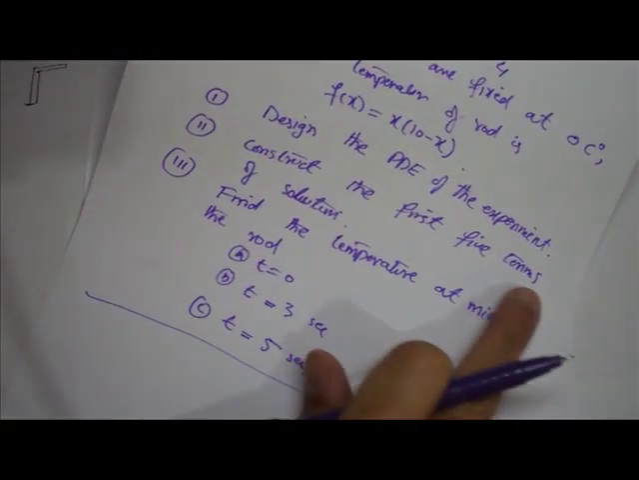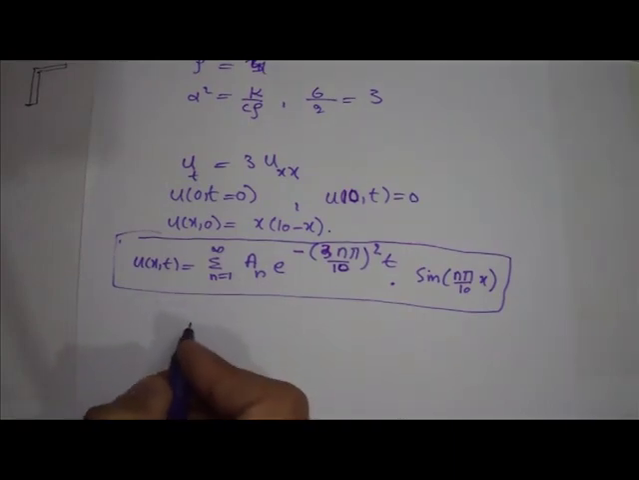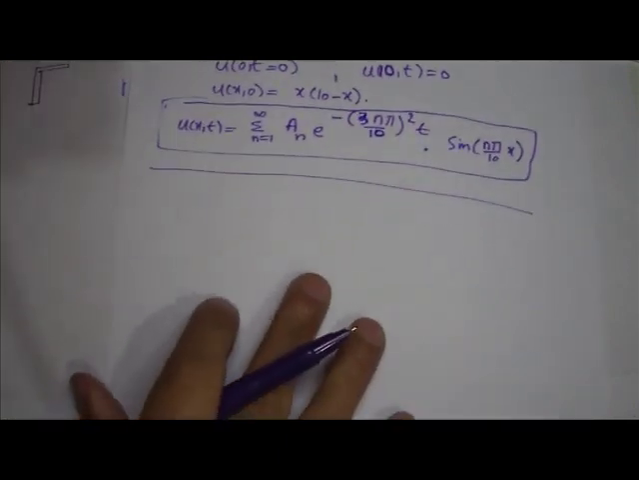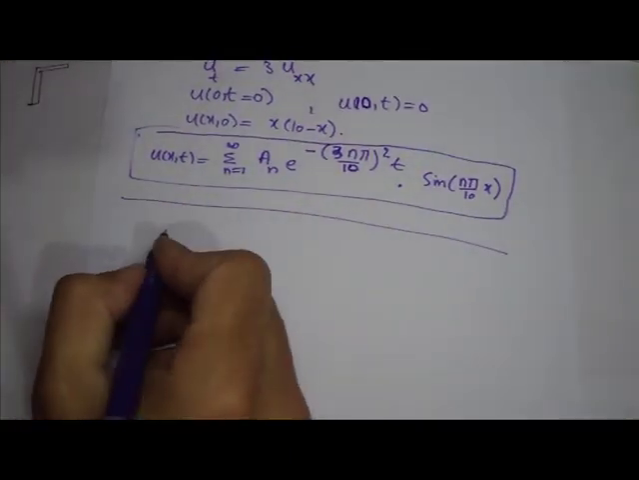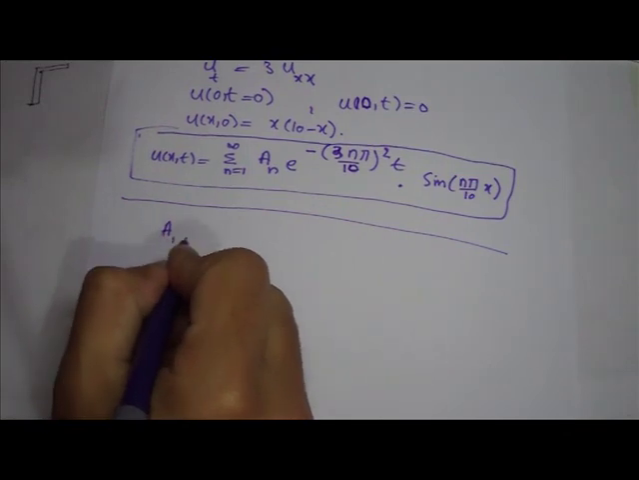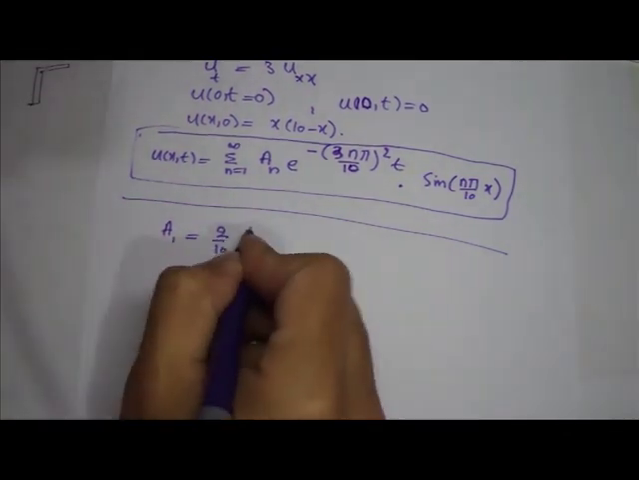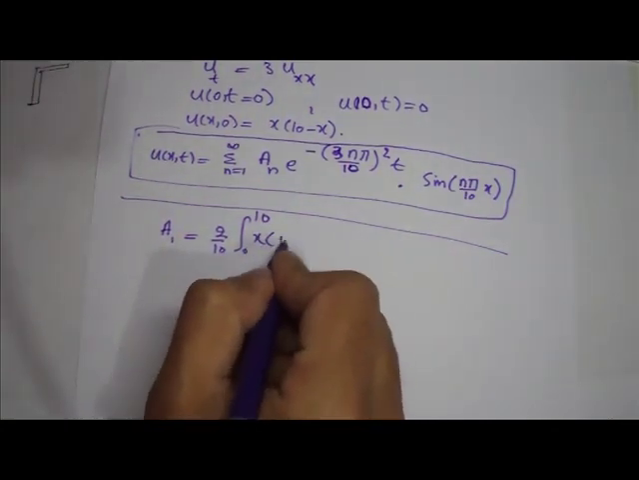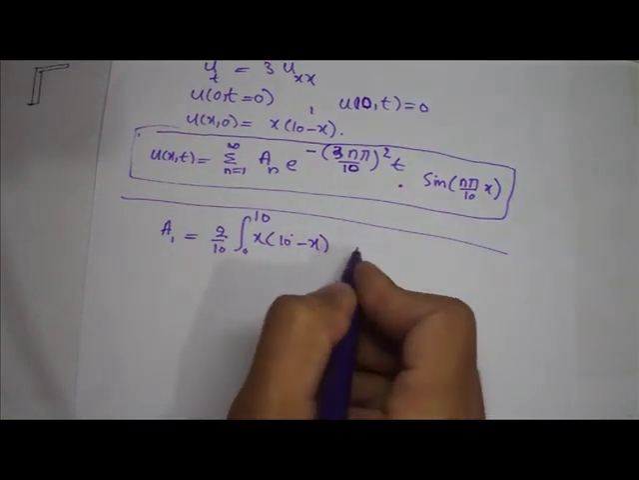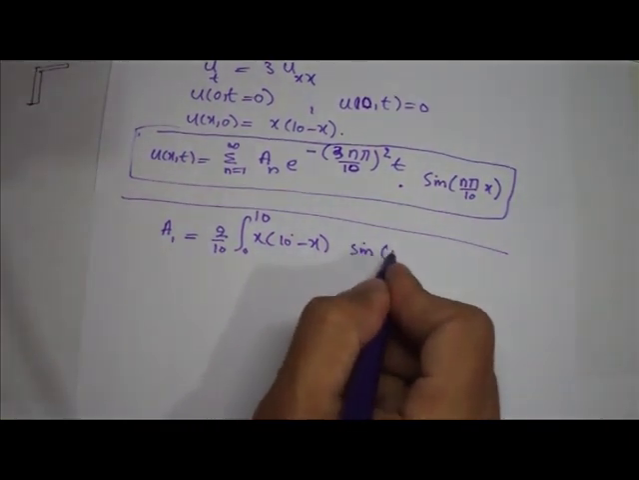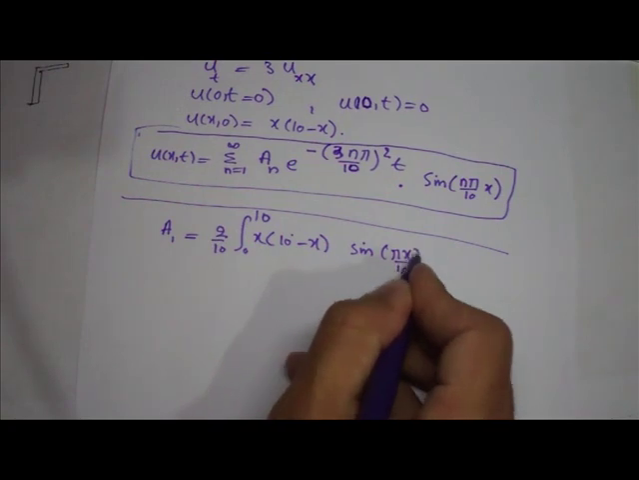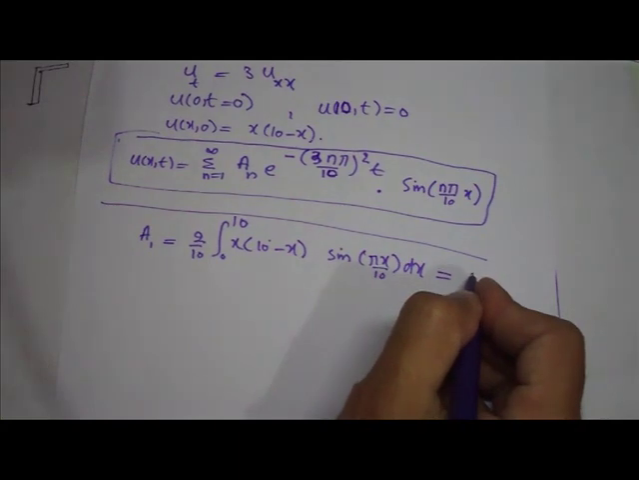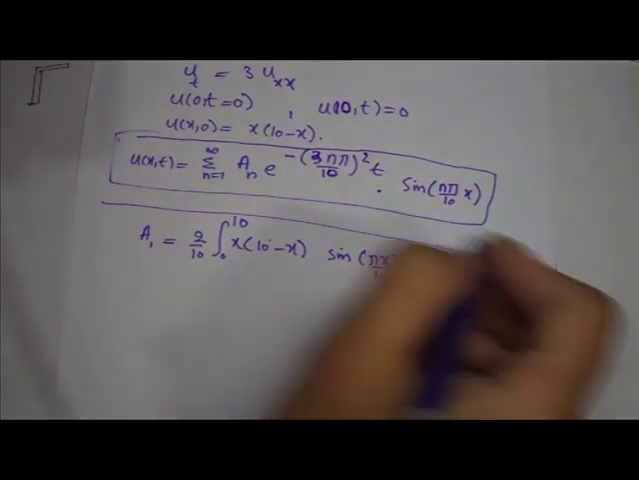We have to construct the first 5 terms of the solution, which means we have to calculate a1, a2, a3. So for the first 5 terms we must know a1 is equal to 2 divided by 10 integral from 0 to 10 f of x, which is x into 10 minus x, sine 1 pi x over 10 dx. I have calculated this integral using MATLAB. So this is equivalent to 25.8.